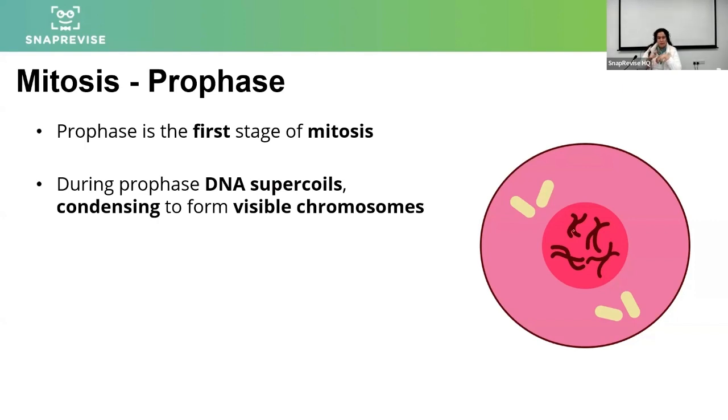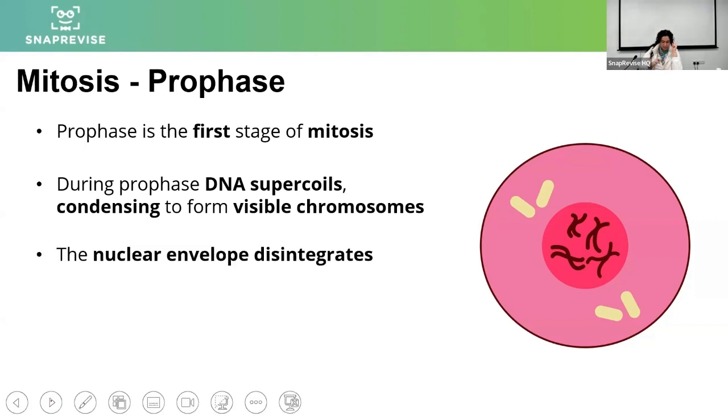If you haven't done that yet, don't worry, you will. But it just looks like a loose, string-like structure in the nucleus, not as visible rods that are chromosomes. The second thing that happens is that the nuclear envelope disintegrates. That's essential if we're going to split the chromosomes. And so here we can see no nuclear envelope. We can see that the chromosomes are condensed.